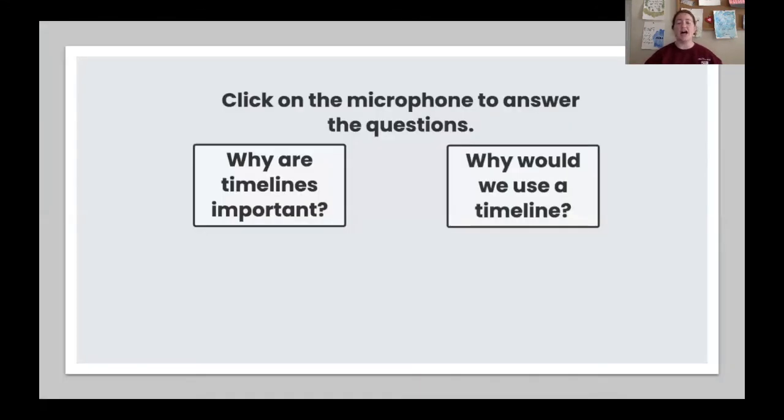On Seesaw, your assignment is going to look just like this. It tells you to click on the microphone to record yourself answering these questions. Why are timelines important? Why would we use a timeline? Well, we talked a lot about that. Why are timelines important, and why would we use a timeline? So I want you to record yourself in your own words telling me, why are they important and why would we use them? Make sure you hit that green check mark when you're done.